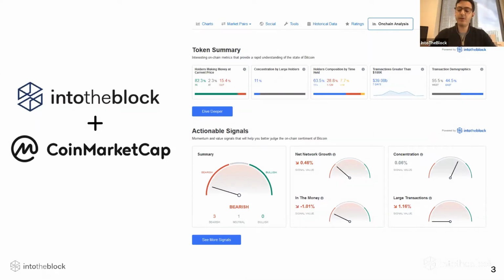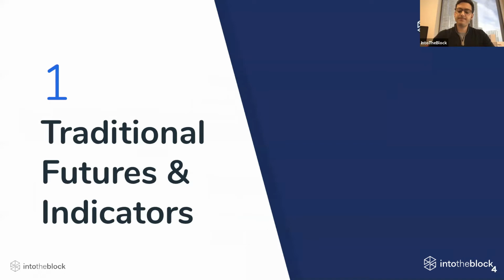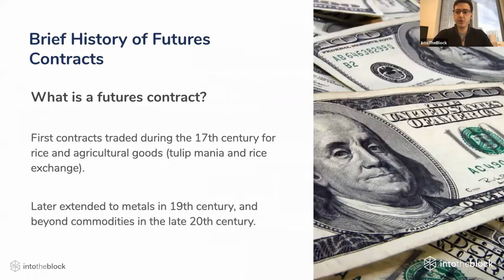Okay, without further ado, let's get started. So first, I'll go over the basics of futures in traditional markets. Essentially, a futures contract is a contract where a buyer and a seller agree to buy a contract for an underlying asset at a future date, which is known as the expiration date, at a given price.